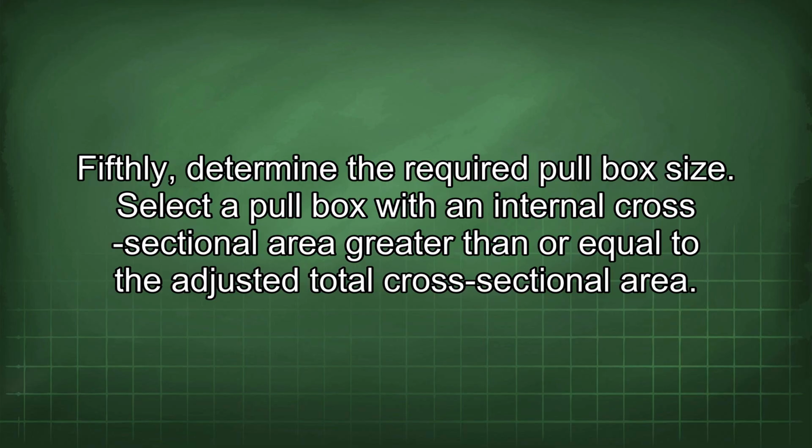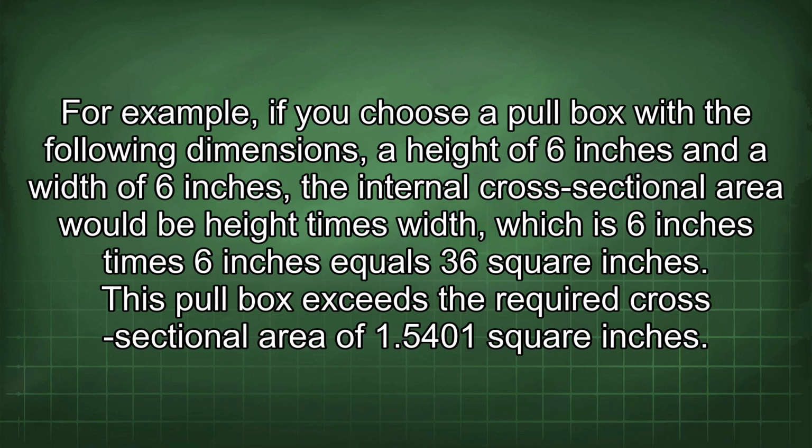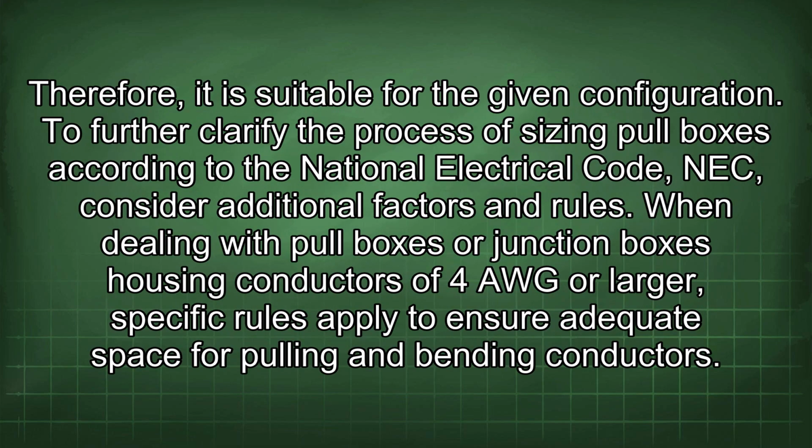Select a pull box with an internal cross-sectional area greater than or equal to the adjusted total cross-sectional area. For example, if you choose a pull box with a height of 6 inches and a width of 6 inches, the internal cross-sectional area would be height times width, which is 6 inches times 6 inches equals 36 square inches. This pull box exceeds the required cross-sectional area of 1.5401 square inches. Therefore, it is suitable for the given configuration.